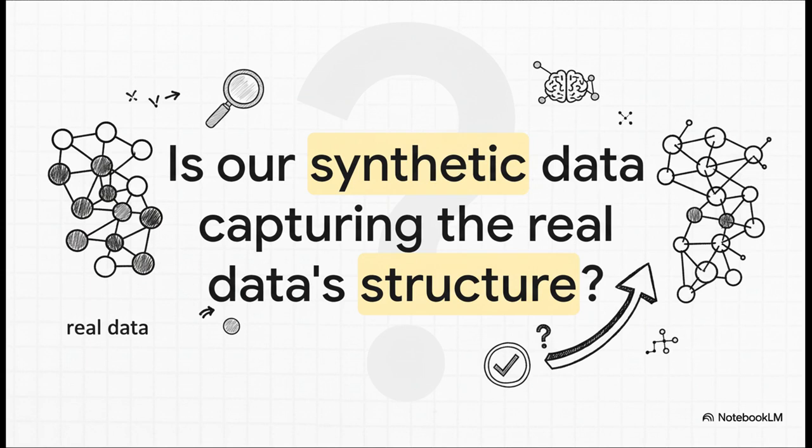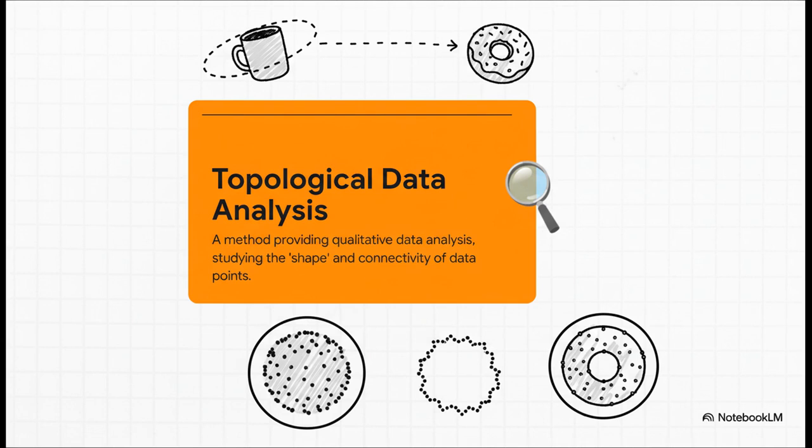So how can you possibly check? And this is where things get really, really cool. Enter a field of math called topological data analysis, or TDA. Now, instead of looking at specific numbers, TDA looks at the overall shape of the data. To a topologist, a coffee mug and a donut are basically the same object because they both have one hole. TDA does the same thing for data. It ignores the noisy little details and focuses on the big, important features, like clusters and loops.